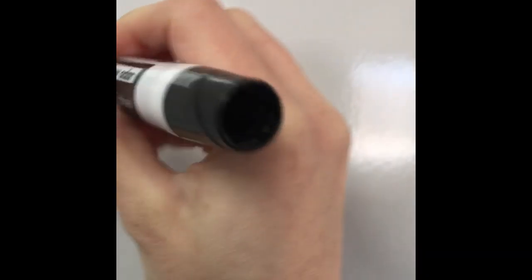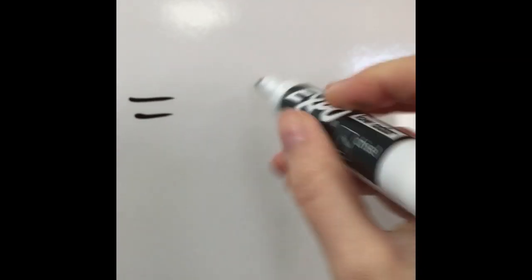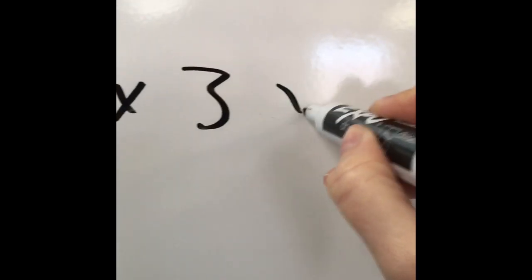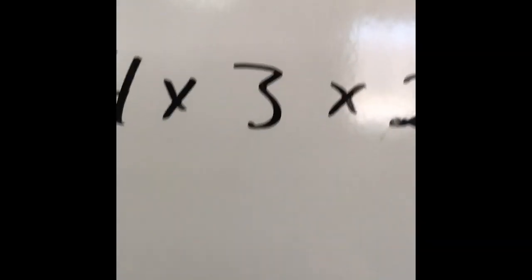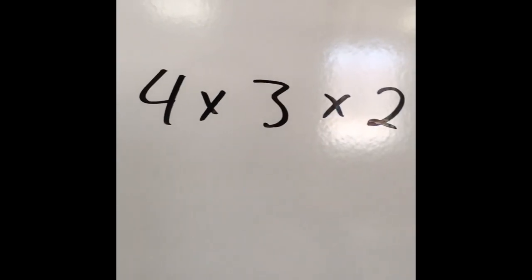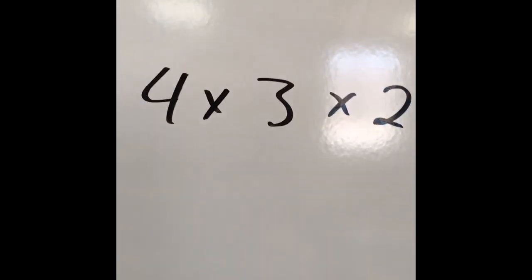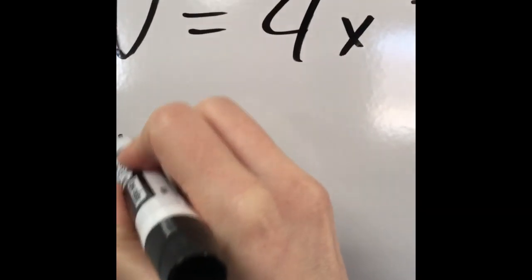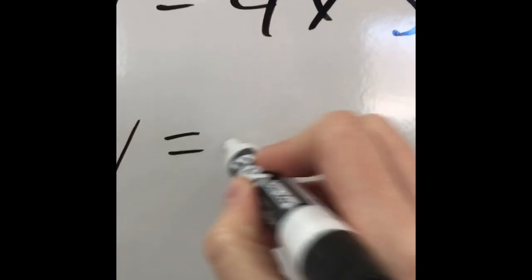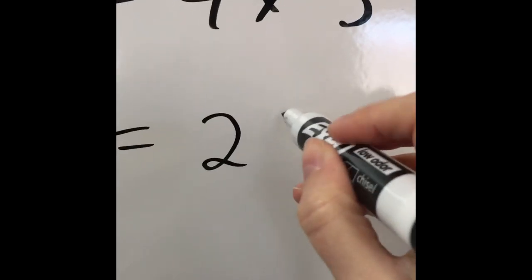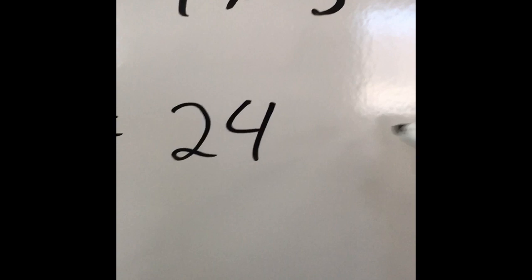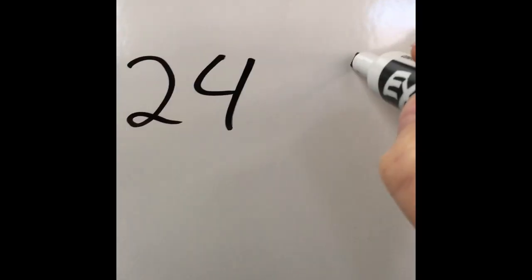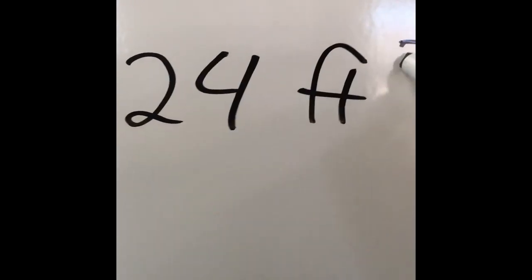So that gives us V equals 4 times 3 times 2. And then we multiply that out. 4 times 3 gives us 12. 12 times 2 gives us 24. So therefore, our volume would equal 24 cubic measurements, which in this case we're using feet. So we would have 24 cubic feet.